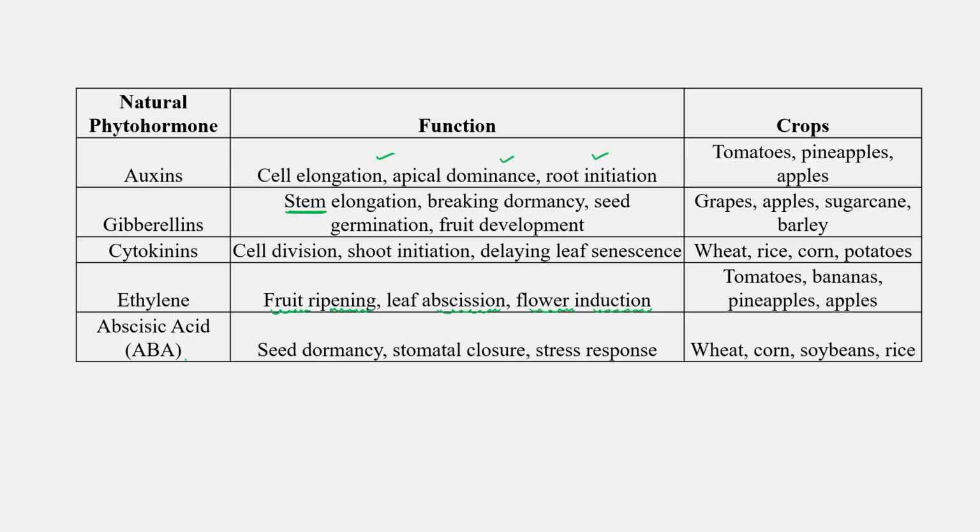Abscisic acid as a growth inhibitor: seed dormancy, stomata closure, right? It is also known as a stress hormone, so it responds in several stress conditions. What are the examples under this category? Wheat, corn, soybean, and rice.